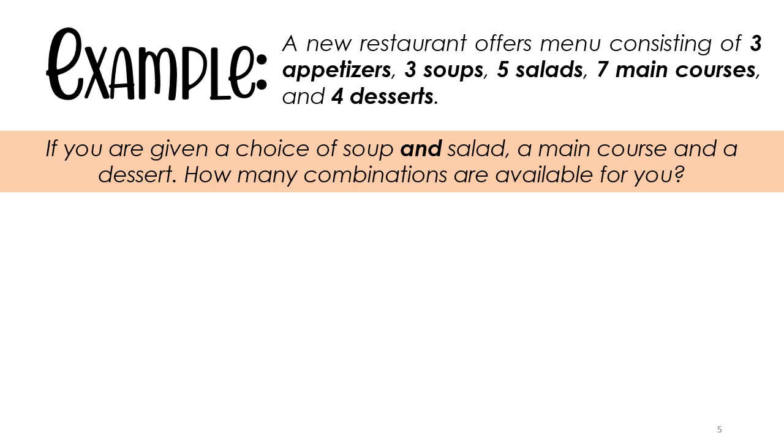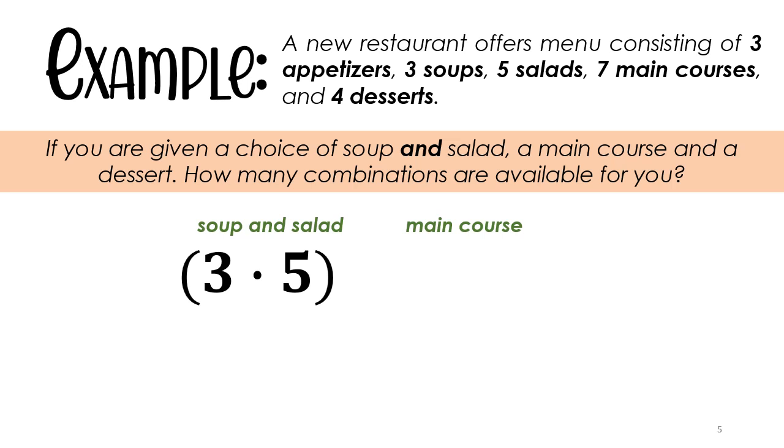For the last example, again using the same given, the question is, if you are given a choice of soup and salad, a main course and a dessert, how many combinations are available for you? Now the difference here is the word and. So how can we write the formula for this to find the combinations of lunch meals? So again, we can have soup and salad. So it is just the same as 3 times 5. Again, we can have 3 choices for the soup and 5 choices for the salad. So we have 3 times 5.